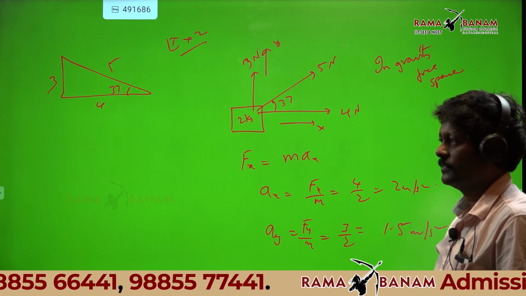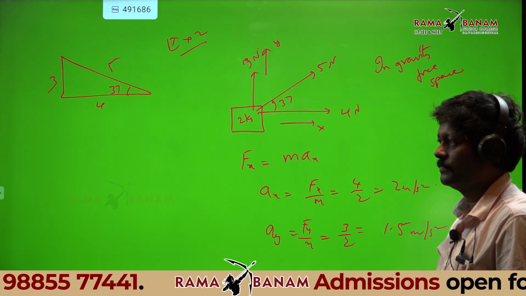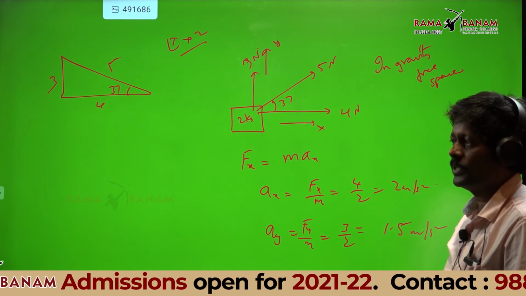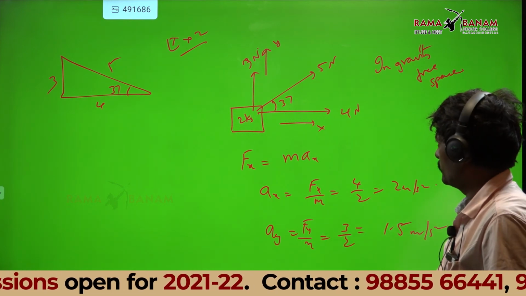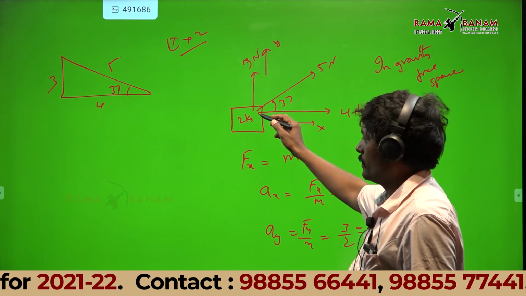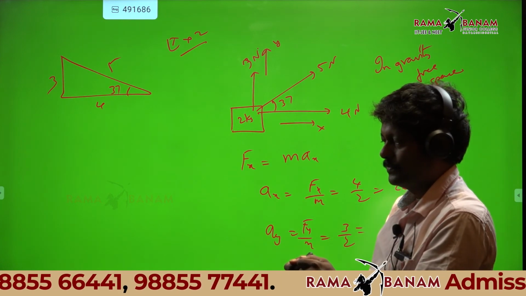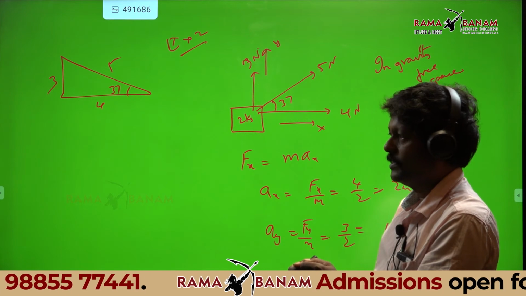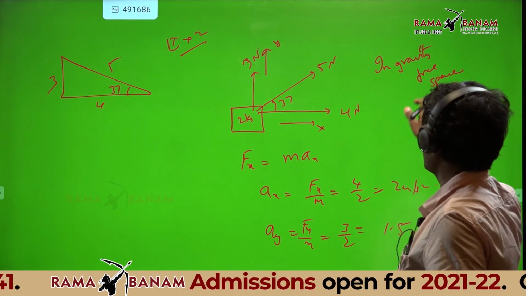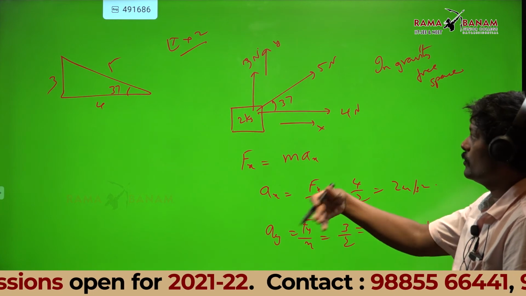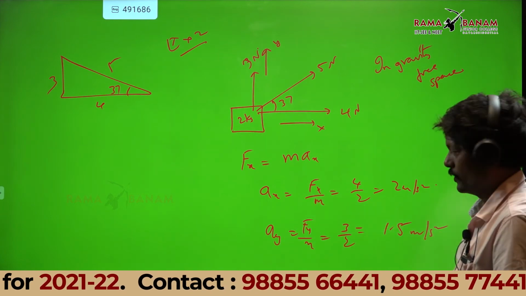Sir, in example 2, what is the normal reaction? If it is resting on the surface, there is normal reaction. Otherwise, no normal reaction. Actually, in this problem, this force I can apply horizontally also, or at an angle of 37 degrees. But what I have taken is simply gravity free space for you to understand easily. As time goes on, those cases also I will deal with for you.